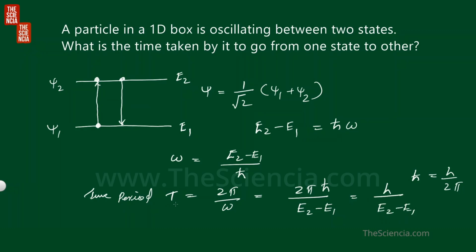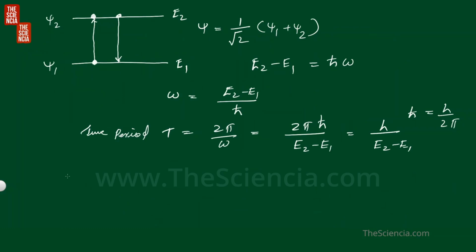So this is the time period, and here the question is to find the time for the particle to go from state psi 1 to psi 2. So half of the time period is this value. That is, we get this is equal to h by 2 into (E2 minus E1).